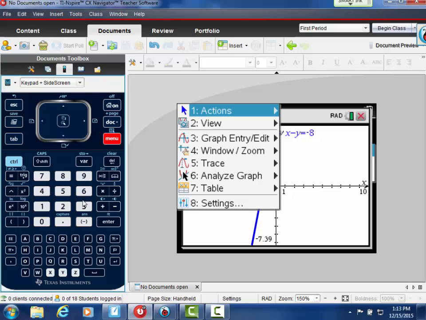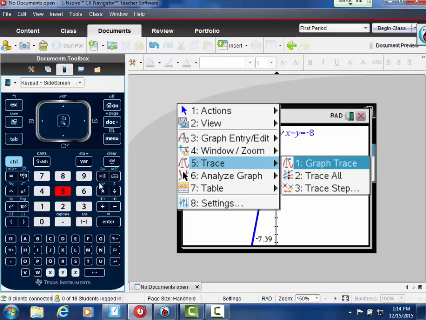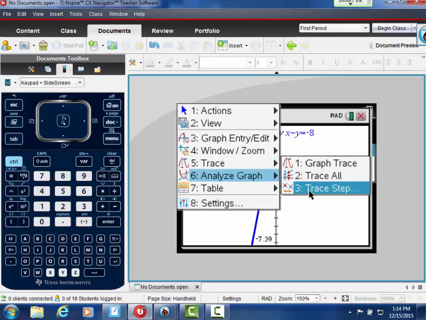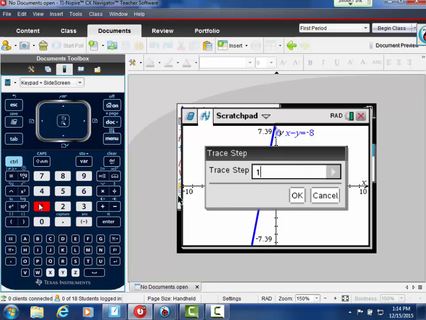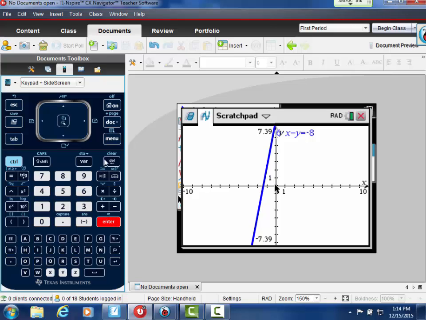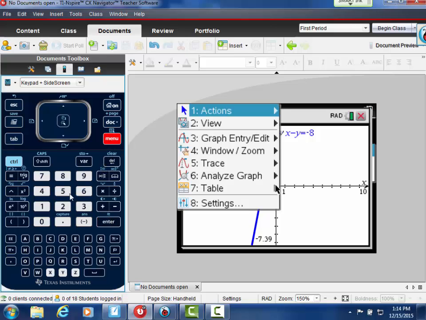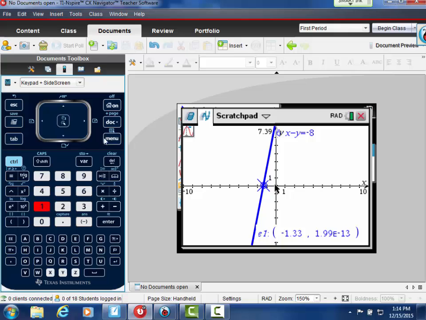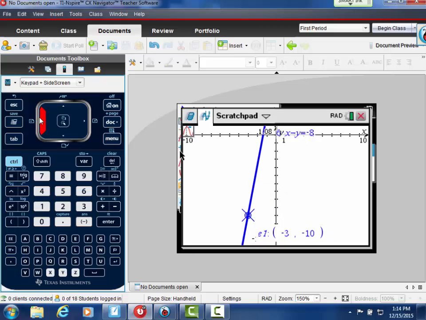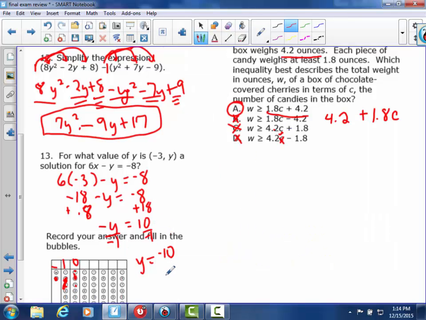So if I trace my line, which is menu 5, now I usually go ahead and say trace step and change it to 1 because I want whole numbers. I don't want it to give me any fractions. That's entirely up to you. And then I go back and do menu 5, 1 to actually trace it. Okay, so I'm at negative 1.33. I know negative 3 is going to be this way, so I'm going to move to the left. And it tells me negative 3 is at negative 10, which is what I got by solving. Okay, so either one of those methods would work. All right.